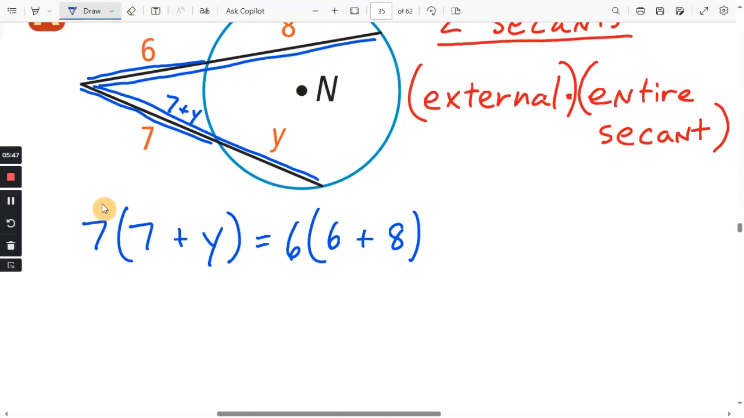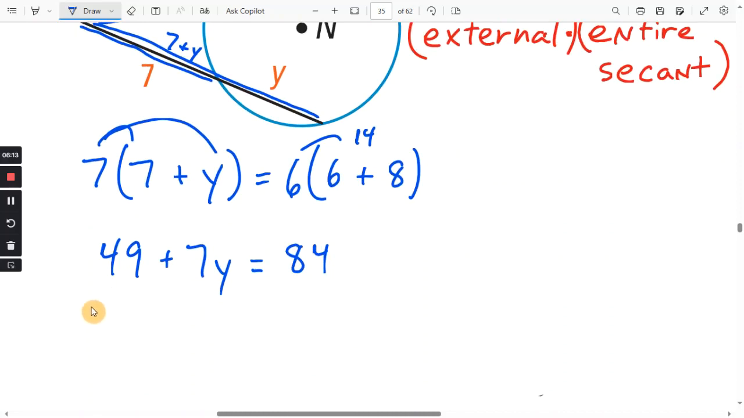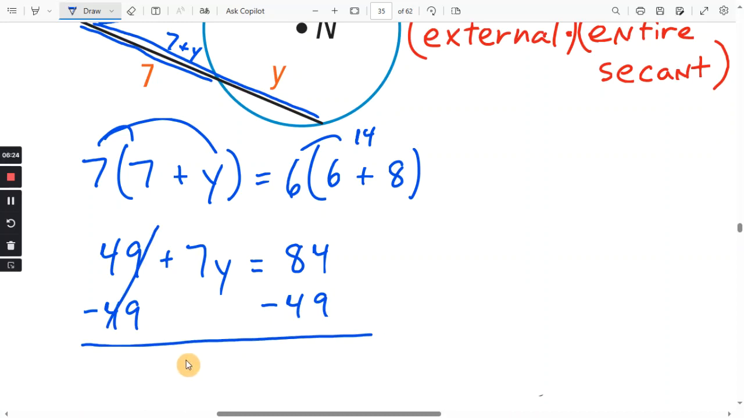All right, distributing. 7 times 7 is 49. 7 times positive y is positive 7y. 6 plus 8 is 14. All right, and 6 times 14, that's 84. All right, solving for y, the opposite of positive 49 is negative 49. Cancels here. Bring down your 7y.